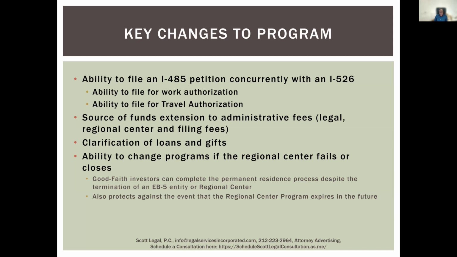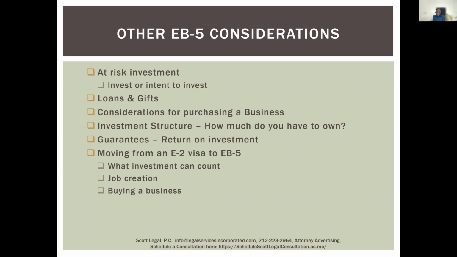Another change, we talked about the administrative fees. The administrative fees were never included in the investment amount, but the change here was that you now have to show where you got the money for the administrative fees as well. They clarified that loans and gifts were fine. There was some debate as to who the gift came from, but they clarified that the loans and gifts are fine. And then there were some changes made that allowed for situations where people invested and then something happened. Like, let's say there was a hurricane or they lost their money through fraud. It allows them to redeploy the investment to another regional center. And that definitely has some benefits.